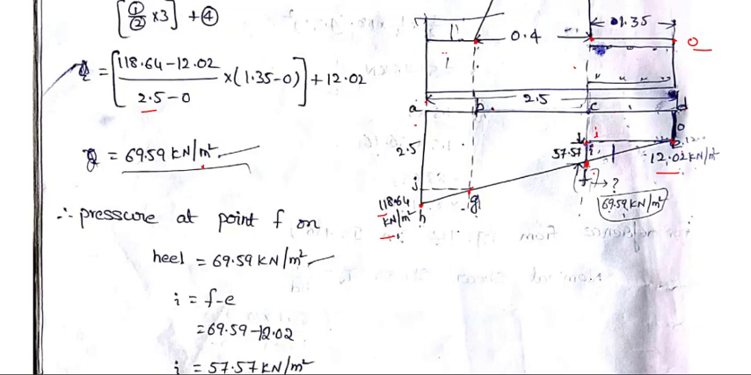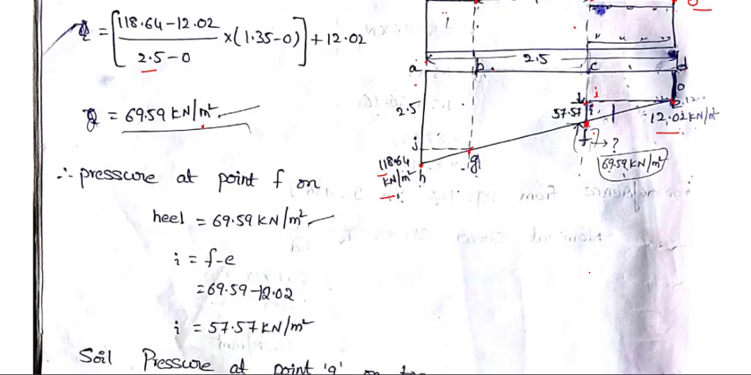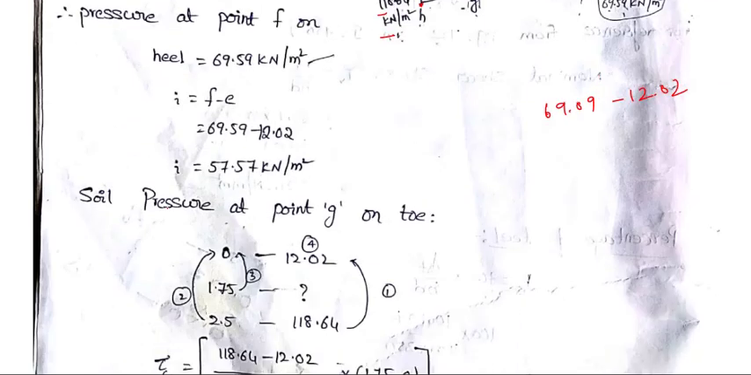Okay, I value is simply 69.59 minus 12.02. That's it, right? So from here to here 69.59. So up to here, what is the value? 12.02. You can see here the same value 12.02. So if you deduct this value from the entire value, you will get the pressure here, 57.57 kilonewton per meter square. That is the pressure at I. Okay, that is the pressure of I.